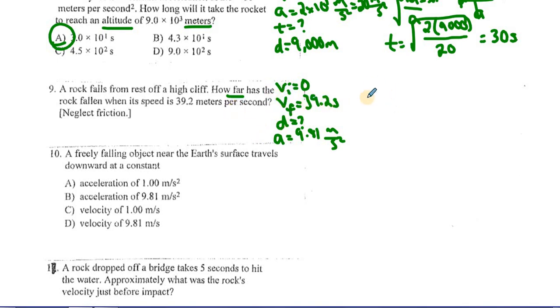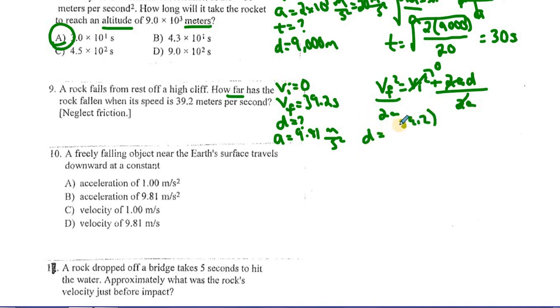So once again, we have a timeless equation. VF squared equals VI squared plus 2AD. Once again, we're solving for the distance. The initial velocity is 0, so let's get rid of that. Divide by 2A, and then we'll plug in some values. So D is equal to VF squared, so 39.2 squared, divided by 2 times 9.81.